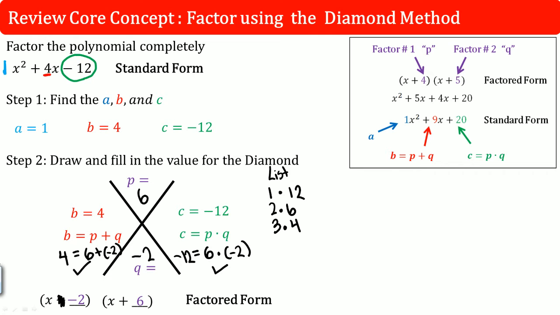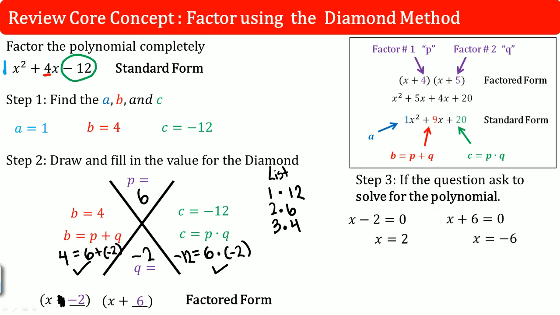After this, step 3 comes. Step 3 is if the question asks you to solve for the polynomial. To solve for the polynomial, you have to set each factor equal to 0 and solve. Okay, so x minus 2 was the first factor. We set that equal to 0. To solve for x, you add 2 to both sides. Then you get x equals 2.